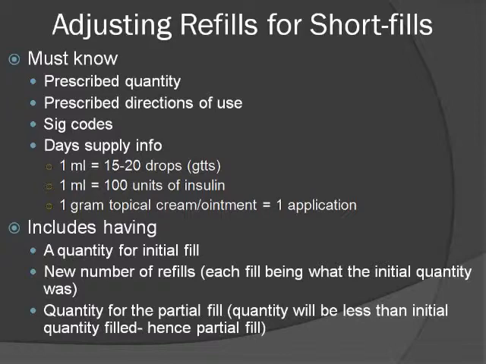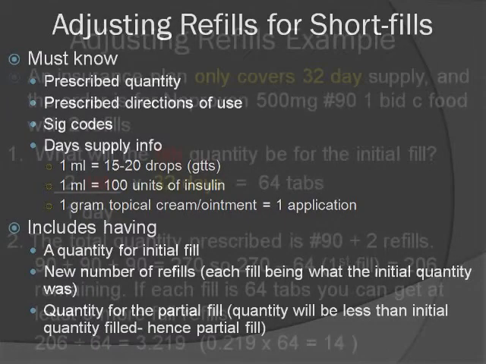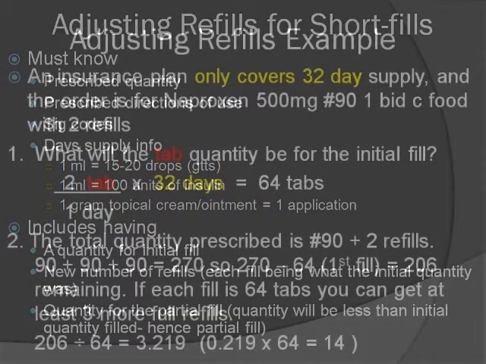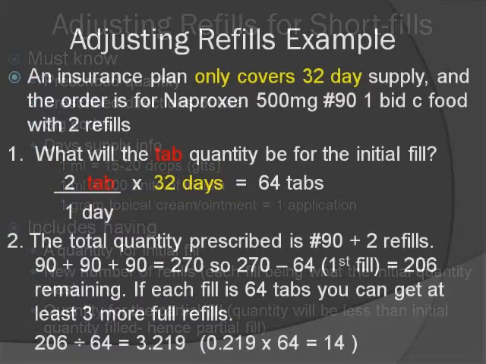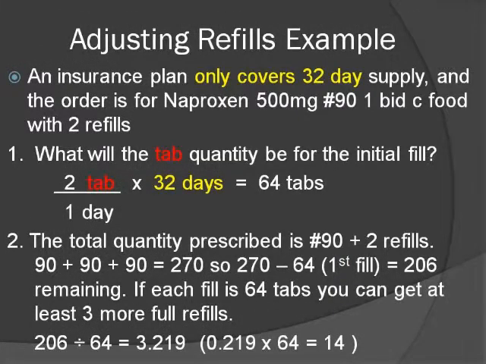So when we do the math for that, we will calculate what the patient is going to get on that initial fill. Then we'll calculate the new number of refills. And each fill will be the same quantity that we gave them on the initial fill. The quantity for the partial fill is just the quantity that's left over, that's less than what the initial quantity fill was. Hence, that's where we get a partial fill from. So let's go to the next slide and take a look at an example.